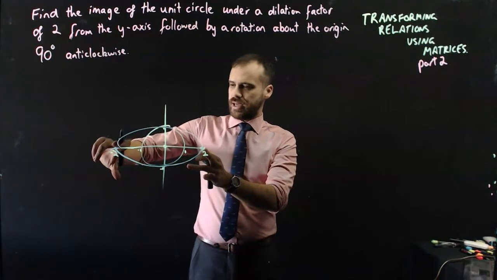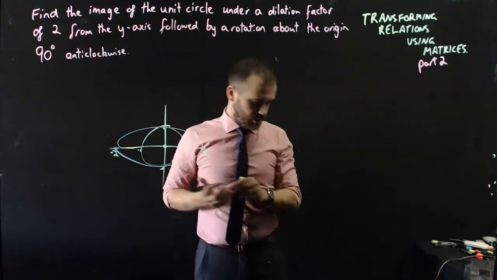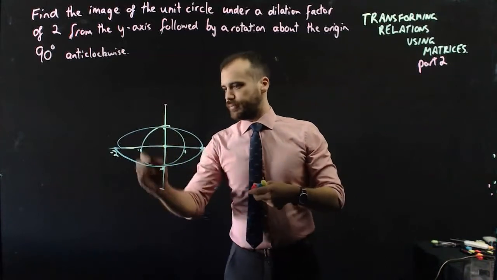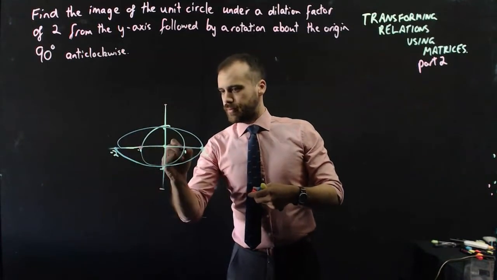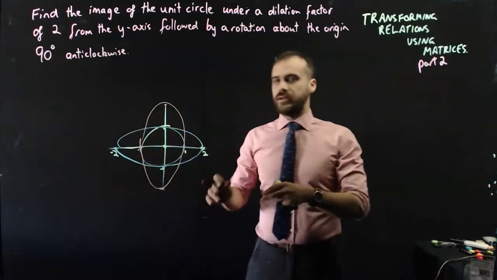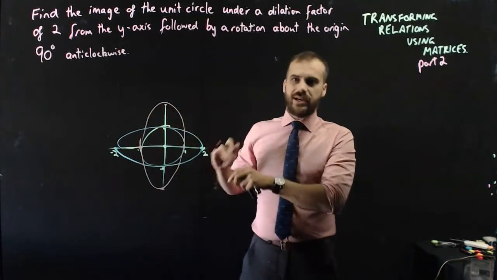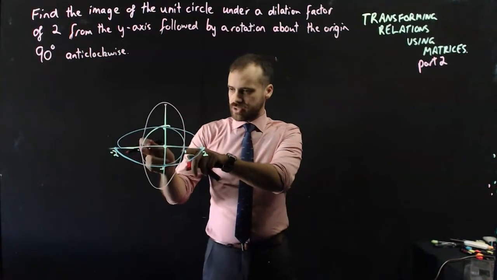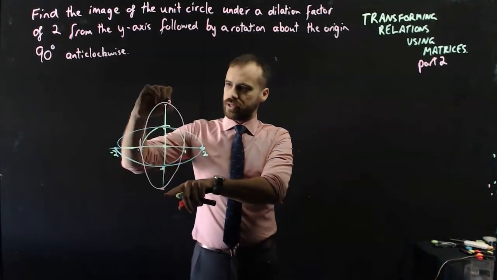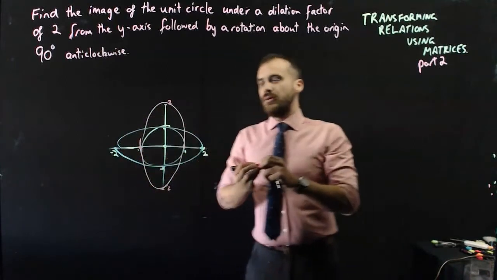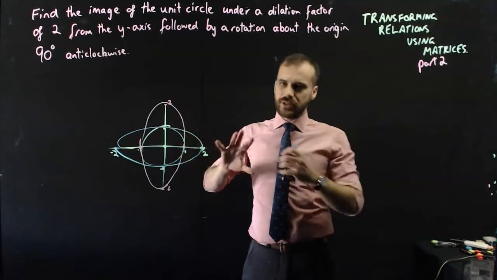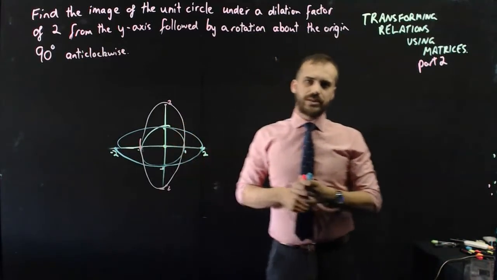So now I take that object and I spin it 90 degrees and I'll get something that looks like that. And that's going to be my final answer. An ellipse that passes through the x-axis at negative 1, 1 and passes through the y-axis at 2, negative 2. Now we're going to do that entire thing with matrix transformations because obviously, not all the questions are going to be quite as easy as that.